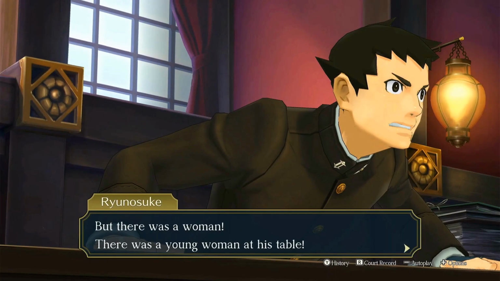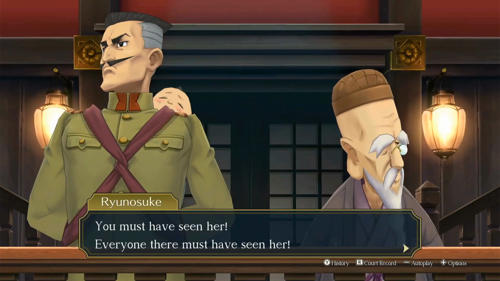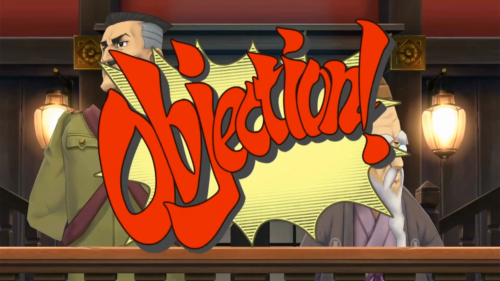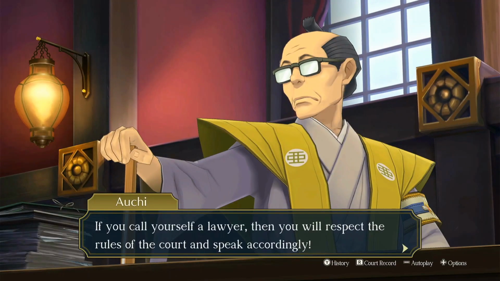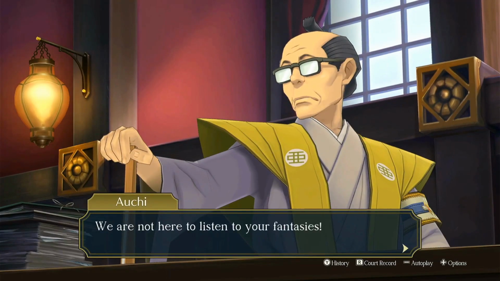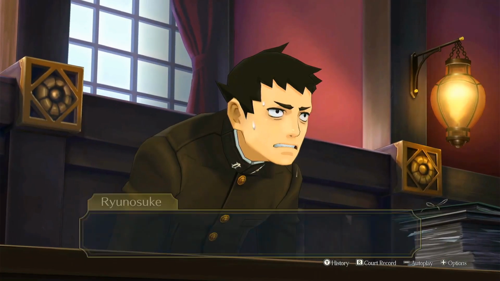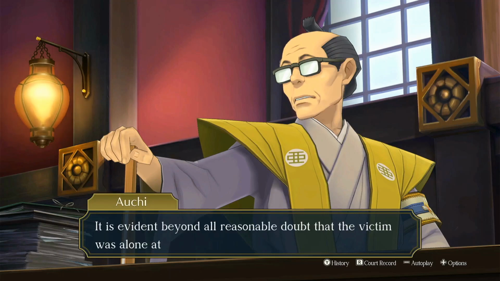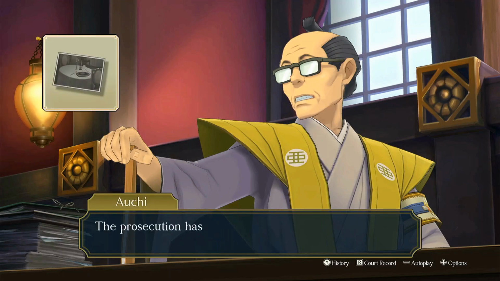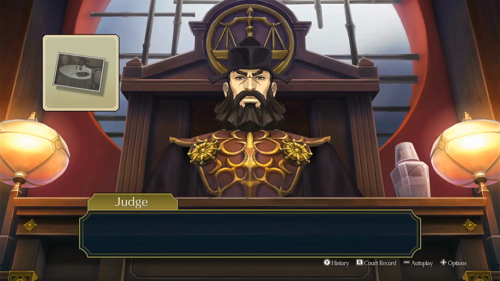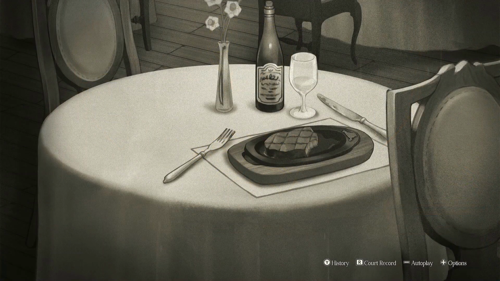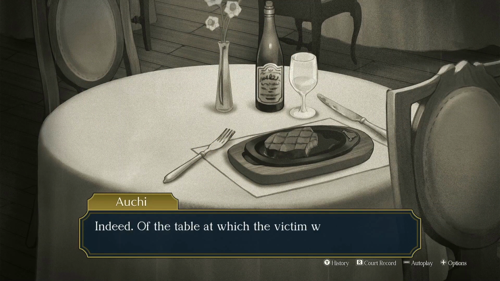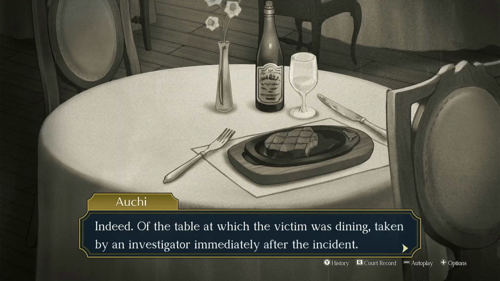But there was a woman. There was a young woman at his table. You must have seen her. Everyone there must have seen her. If you call yourself a lawyer, then you will respect the rules of the court and speak accordingly. We are not here to listen to your fantasies. Ugh. It is evident beyond all reasonable doubt that the victim was alone at the time of the incident. The prosecution has photographic evidence of this fact. Is this a photographic print of the scene of the crime, counsel? Indeed, of the table at which the victim was dining, taken by an investigator immediately after the incident.